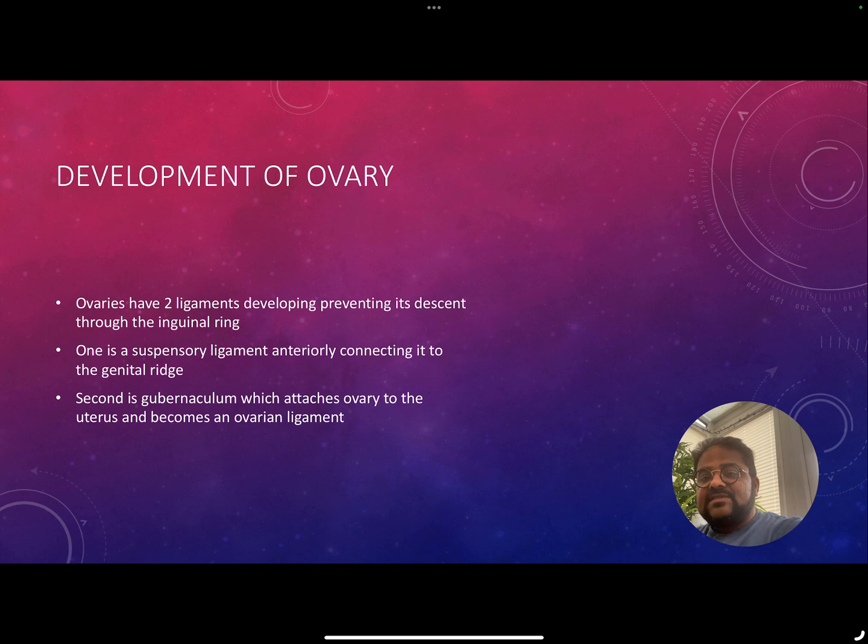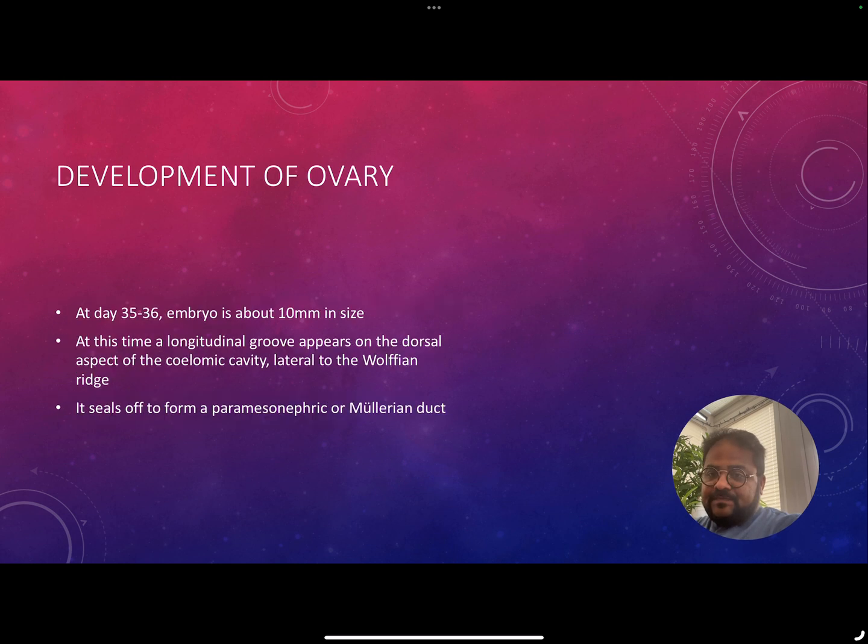Now, the ovary has two ligaments developed, and that prevents its descent through the inguinal ring, like the testes would do in a male child. One is a suspensory ligament anteriorly connecting to the genital ridge, and the second is gubernaculum, which attaches ovary to the uterus and becomes an ovarian ligament. And if you remember, the same gubernaculum is at the caudal end of the testis, which will shrink and get the testis descended into the scrotum around birth time.